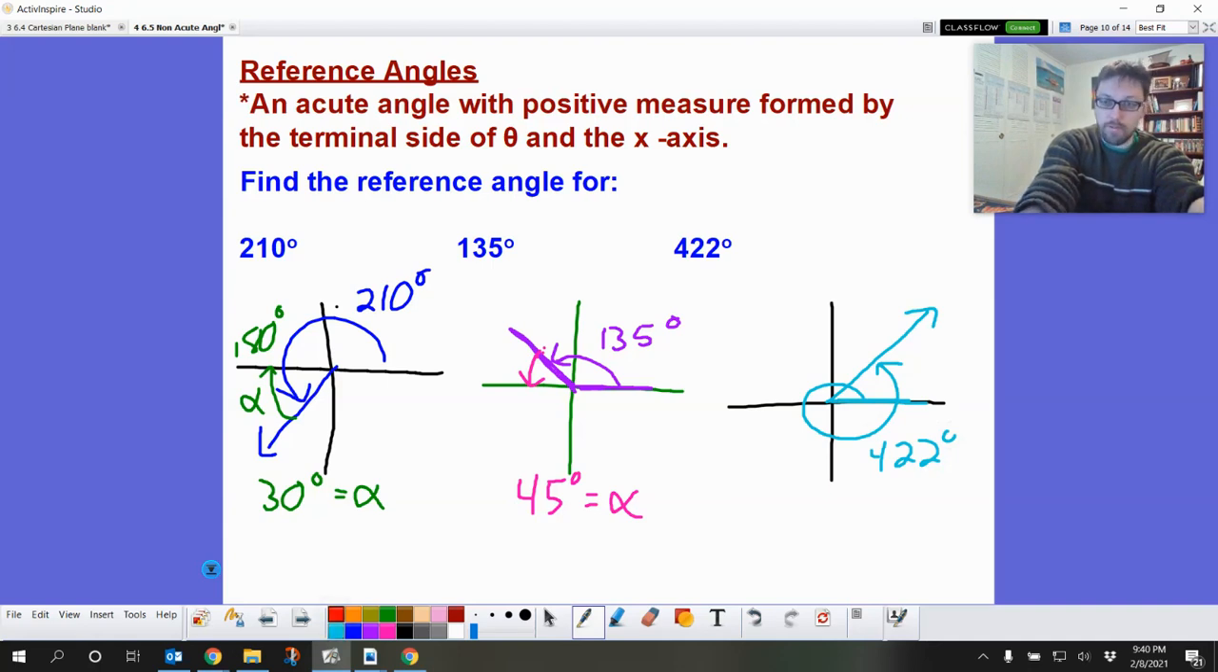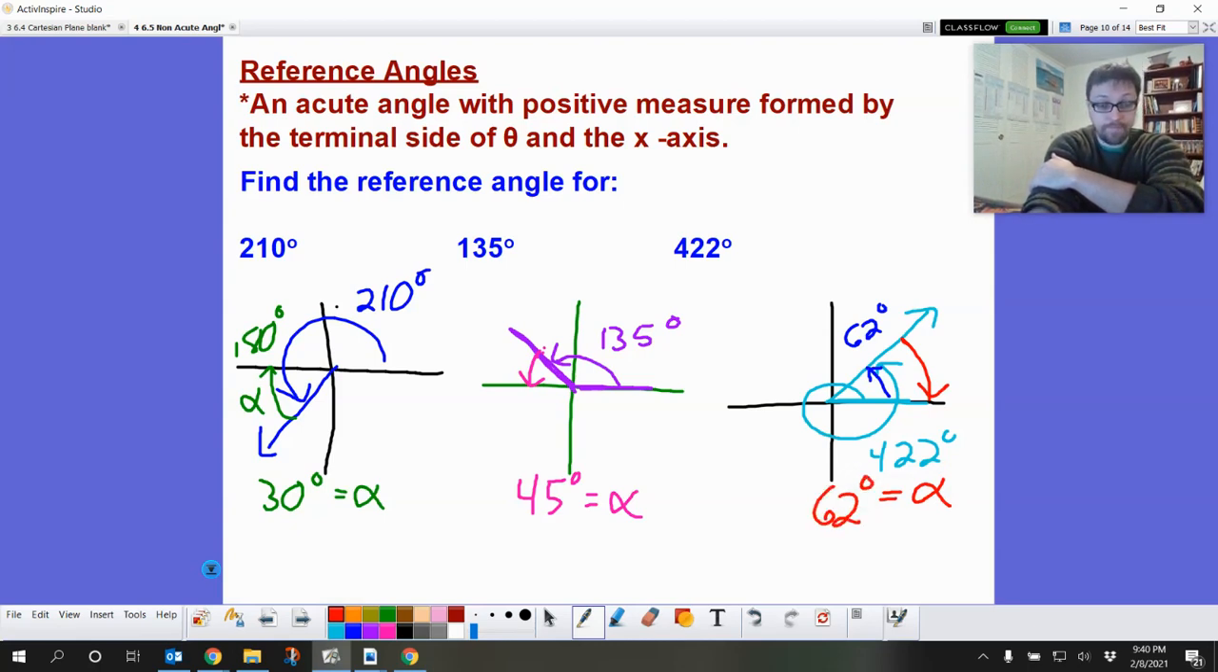All right, now here's our terminal side. We want to get to that x-axis as fast as possible. So how far away from the x-axis is 422 degrees? Well, it's gone all the way around, so it's 360. So really, if we wanted a coterminal angle with this thing, it would just be right here, which is 62 degrees. So it just needs to go back. It just needs to undo that. So my reference angle is going to be 62 degrees. Nice.